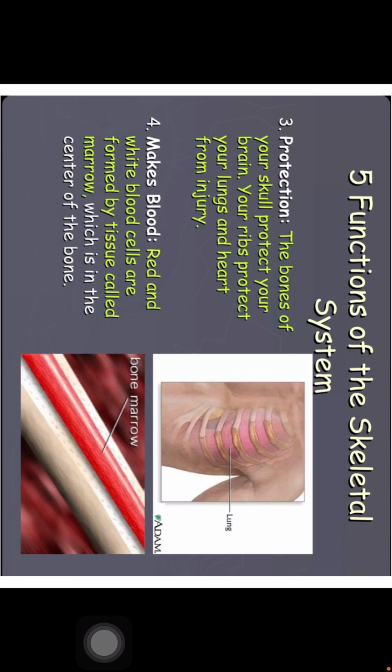And number 4 is makes blood. Red and white blood cells are formed by tissue called marrow, which is in the center of the bone. So the marrow is found in the center of our bone. This bone marrow is found in the center of the bone. Blood cells are made in the bone marrow.